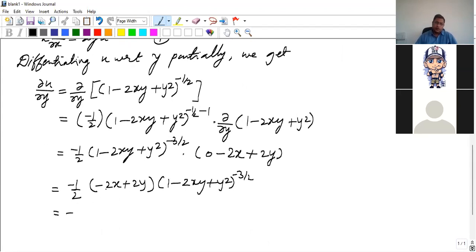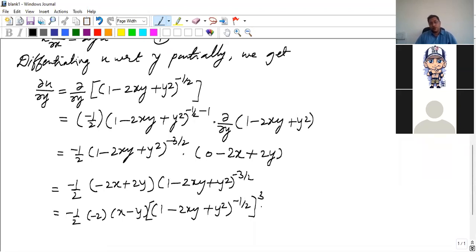Or this is, I can cancel this minus half and I can take this 2 out. So I'll be having minus half, minus 2, x minus y. And here we have 1 minus 2xy plus y square raised to minus half, and this bracket is 2. So this minus 2 and minus half will get cancelled, and so you'll be having x minus y, and this term is going to be u cube again. So we got w by w y is equal to x minus y, and this is u cube.